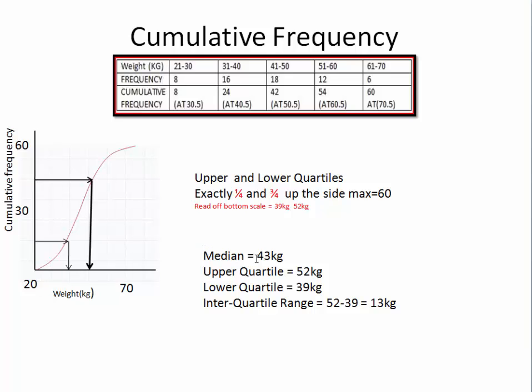So the total was 60. The median, so that was at 70.5. The median 43 kg. The upper quartile, read off here, at 52 kg, and the lower quartile 39 kg. The interquartile range is this distance here, the upper quartile minus the lower quartile, which is 13 kg.